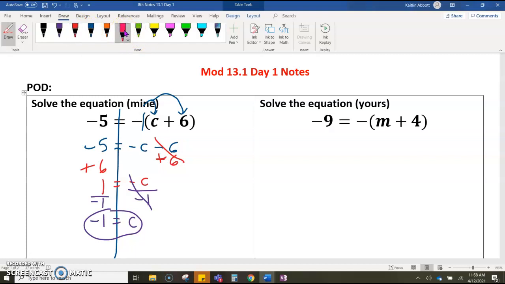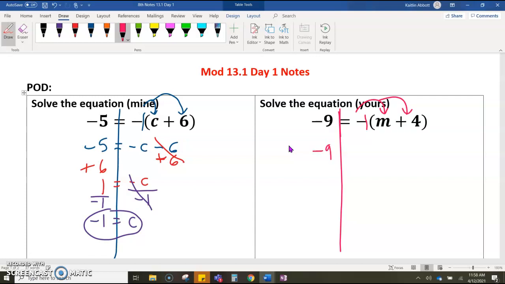Hopefully you had enough time there. So remember, you split your problem down the middle. And you had to distribute that negative to both the m and the 4. They are both positive. Remember, it's a negative 1. So we're going to distribute both of those to those terms.